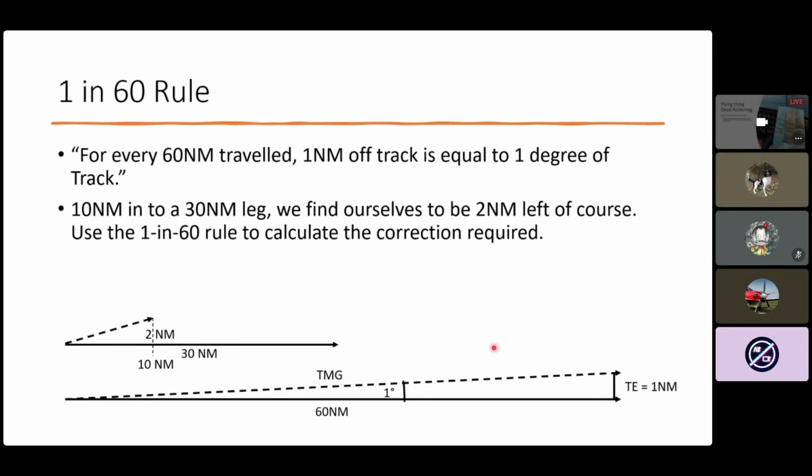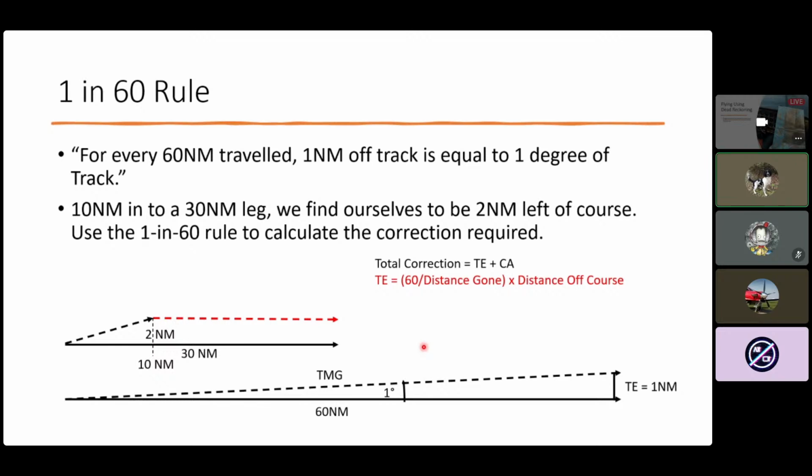So the total correction, as we discussed in the last slide, is the track error and the closing angle. So that's the total change in heading that we need to steer in order to correct our position and get to this point here. Okay. So the track error is 60 divided by the distance that we've gone multiplied by the distance that we are off course.